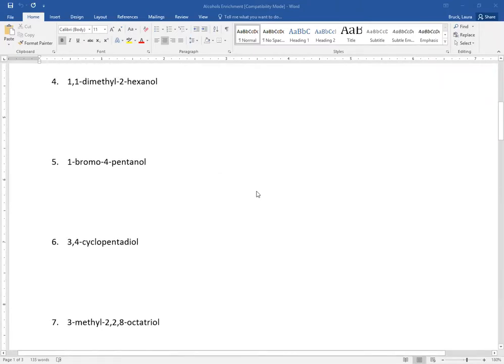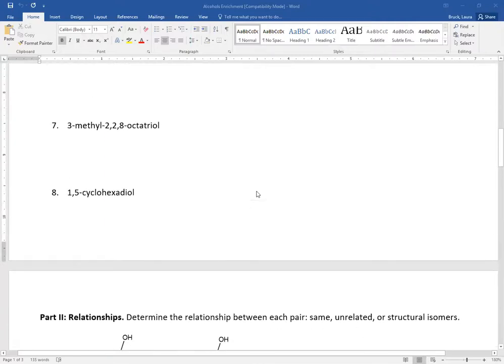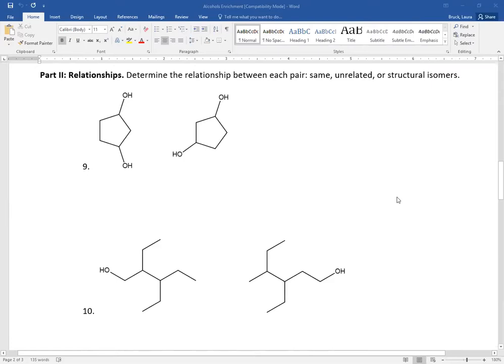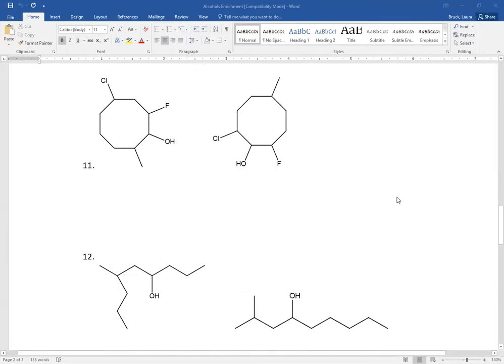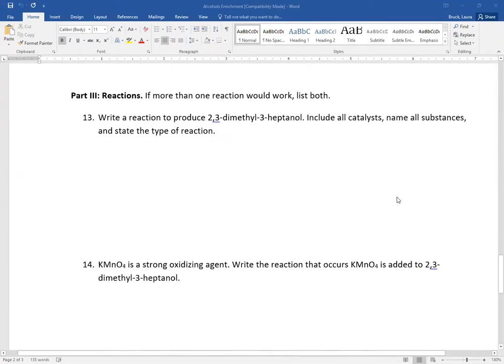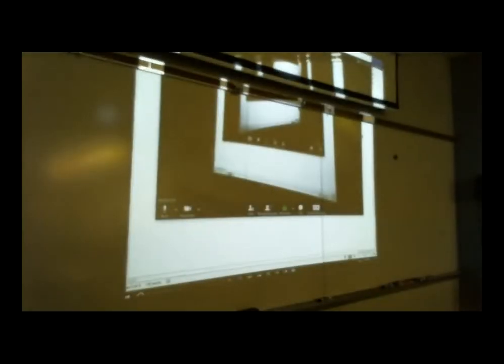So in the first part, we were determining if the names were correct. There's the next 4, and there's the last one. Then in the next section, we were determining the relationship between pairs of molecules. And there's the next 2. And then the last part, we were writing reactions, determining what type of reaction that was and all the good catalysts that we would need. So you can also download this file from the course website and go about it that way as well.